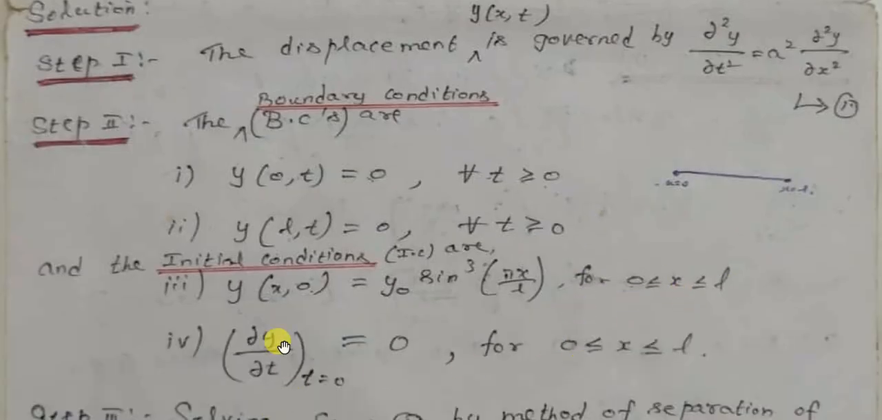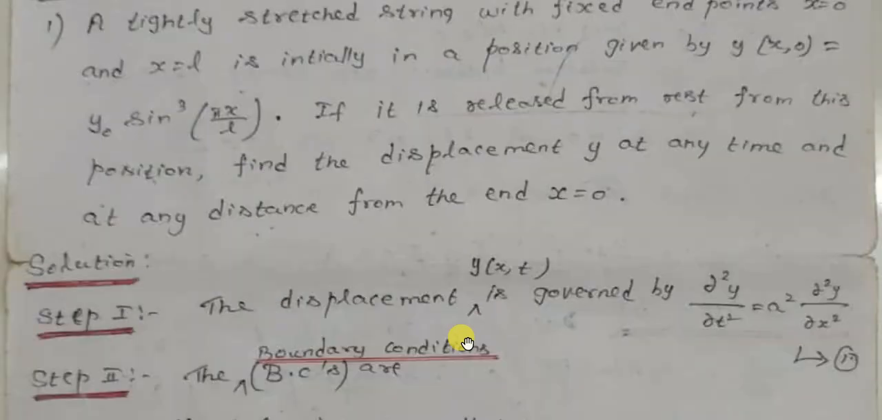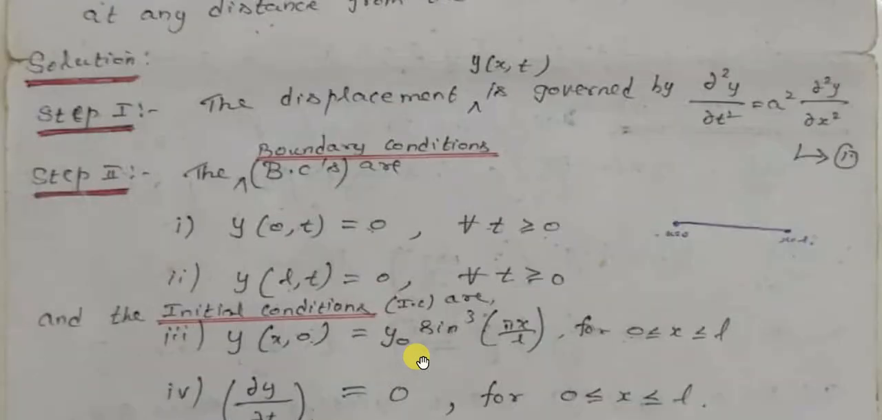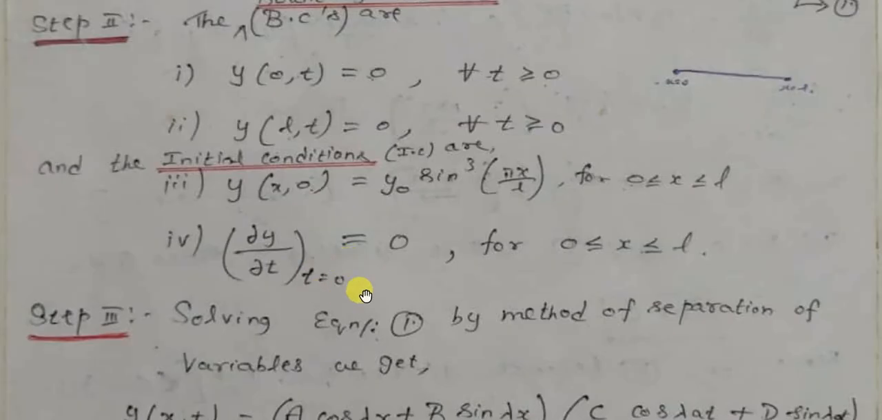The other condition is dou y by dou t at t equal to 0 equal to 0. We get this condition from the problem: it is released from rest from this position. So initially the string is in this position and is released from rest. I have given a note already: if it is given that it is released from rest, you should take this as one initial condition. When time t equal to 0, the velocity dou y by dou t is equal to 0. That is the last condition, and we write the range of x as in the previous condition.